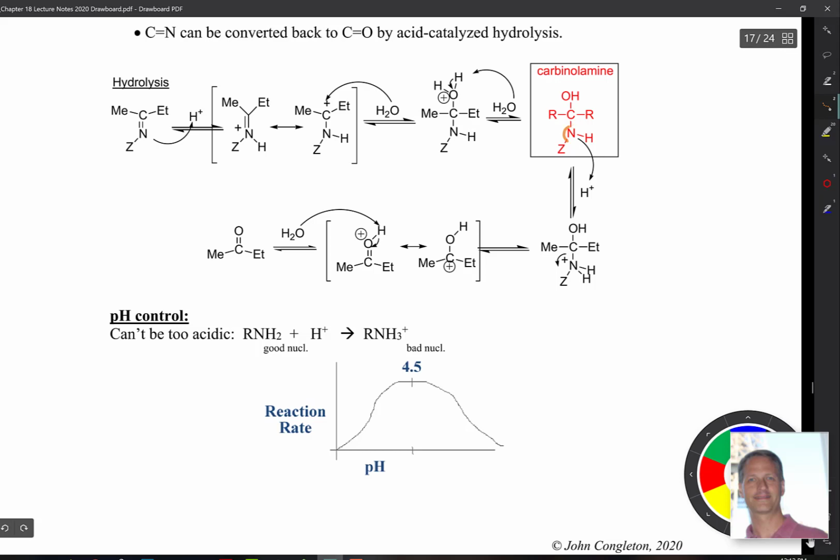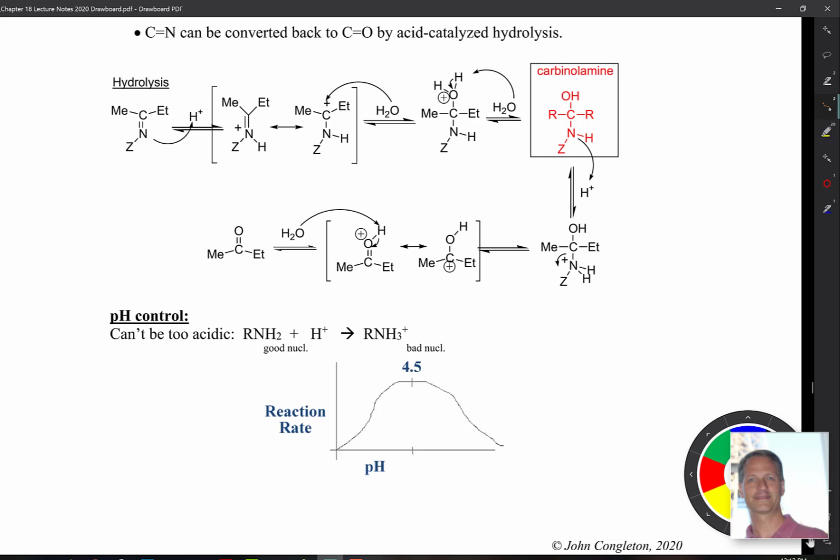Your nitrogen gets protonated. That turns this into a good leaving group, which gives you a carbocation that's in resonance with a form that's one proton away from your carbonyl group coming back.